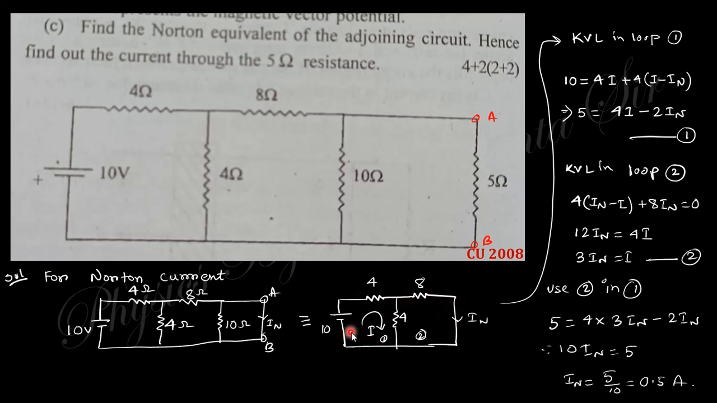This is in. If you just take this I and this is in, just use the KVL. That is 10 is nothing but 4i plus 4i minus in. You will get this result. For the second loop, you can see this 8in and here this 4in minus I. So you will get this one. If you solve these two, you will get the value of in, that is the Norton current, 0.5 ampere.